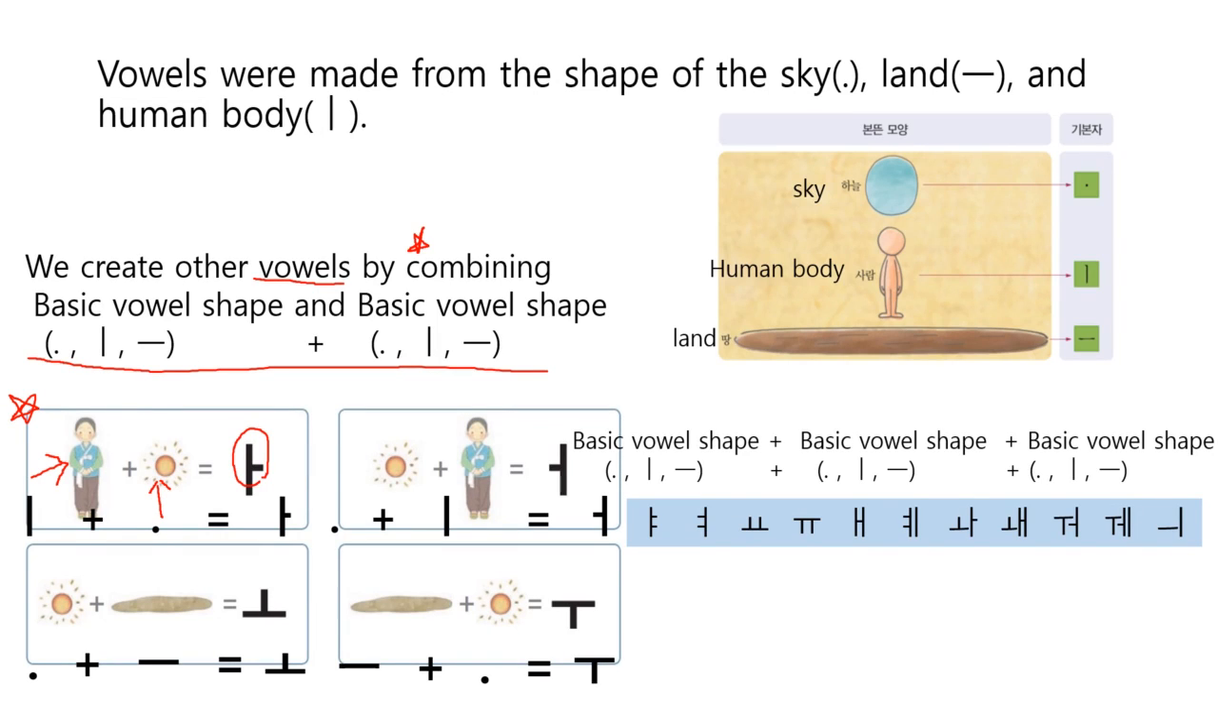In the picture below this one, the same applies, so we can create O by combining a dot, which resembles the sky, and a land, which resembles the ground.